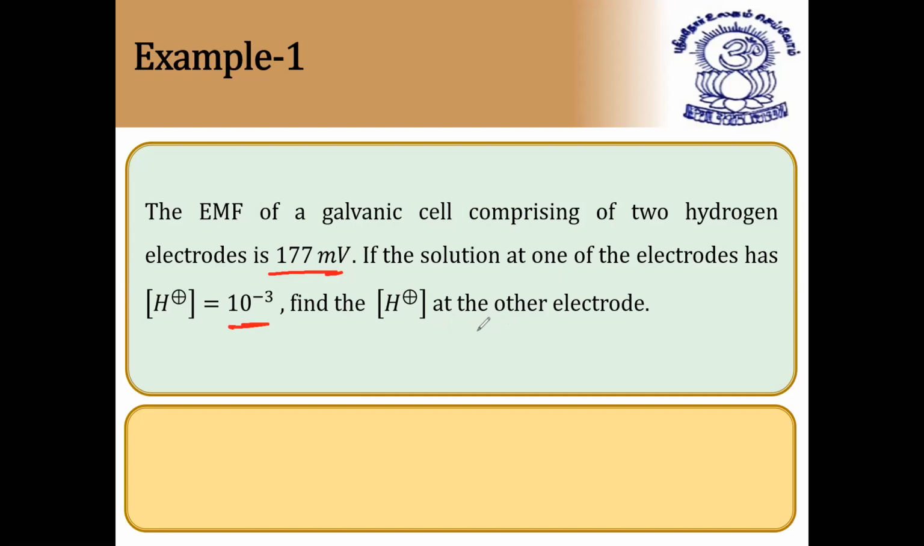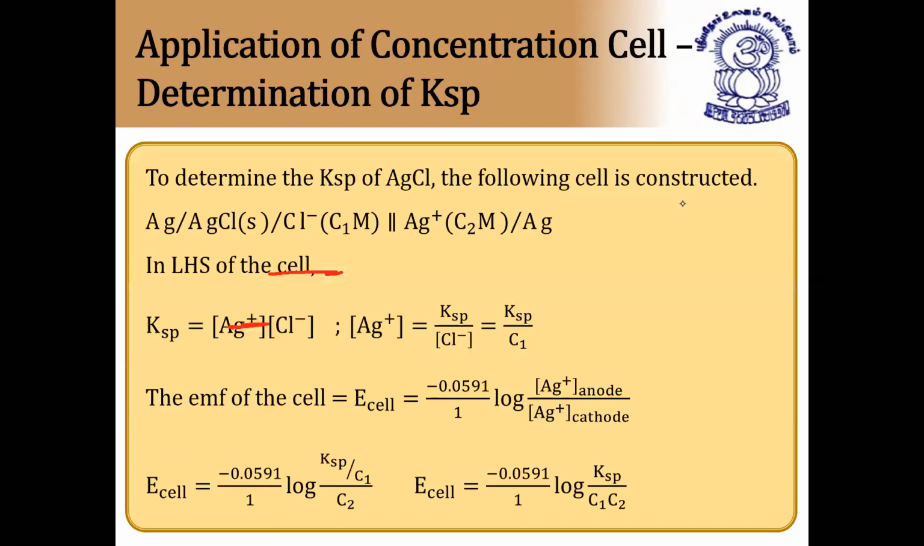Just moving to the previous slide, this is related to the previous slide. For the same concentration, silver at anode by silver at cathode, the EMF of the cell is equal to log of this. So we have to find one anode, one cathode. They have given everything, so we just have to apply this formula.